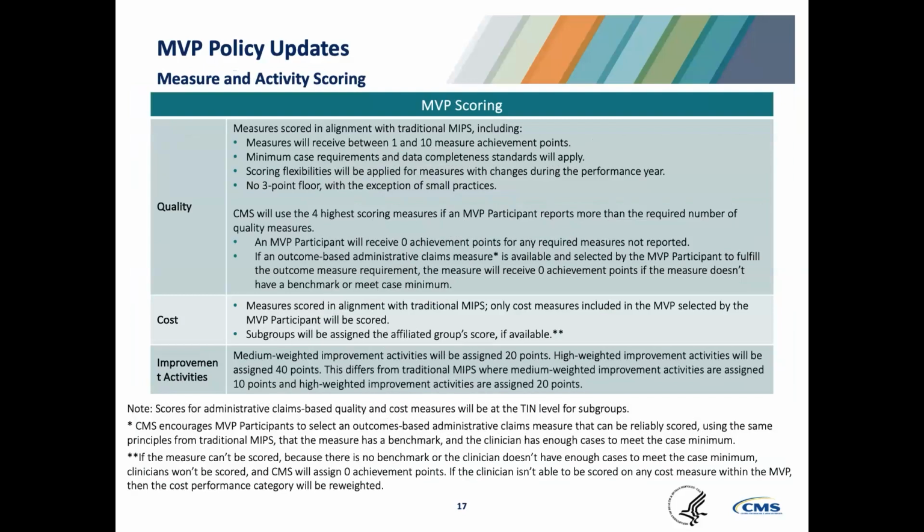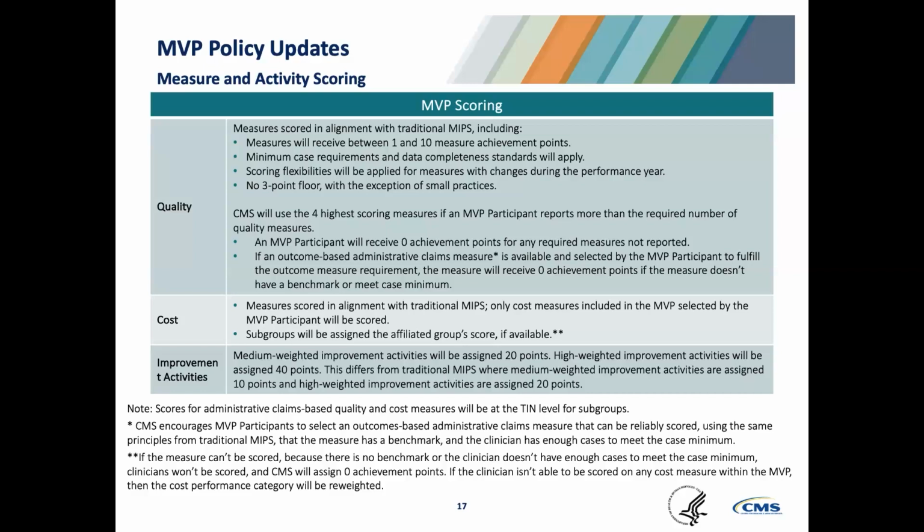In terms of measure and activity scoring for MVPs, the quality category measures are scored in alignment with traditional MIPS. This includes measures receiving between 1 and 10 measure achievement points, meeting the minimum case requirements and data completeness thresholds, scoring flexibilities for measures with changes during the performance year, and no 3-point floor with the exception of small practices. We will use the 4 highest scoring measures if an MVP participant reports more than the required number of quality measures.